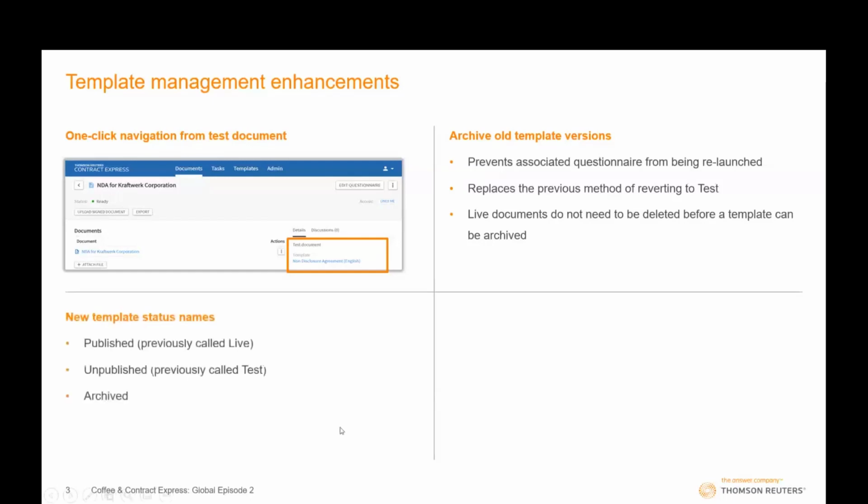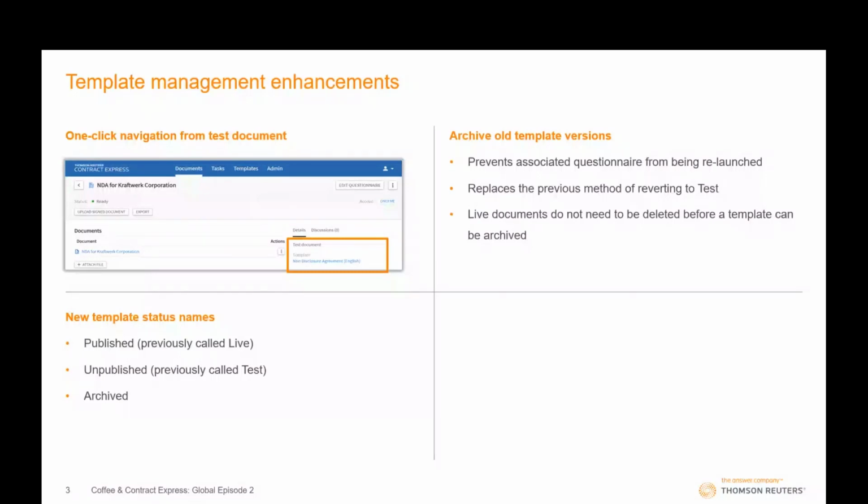And to go alongside the archiving, we have introduced some new status names for the templates. Previously, where we called a template live, we have renamed that published, and likewise with test, that is now unpublished. So when you first upload a template that you're working on into the system, it will be uploaded in an unpublished state, and then obviously you publish it to the rest of your users at that point.